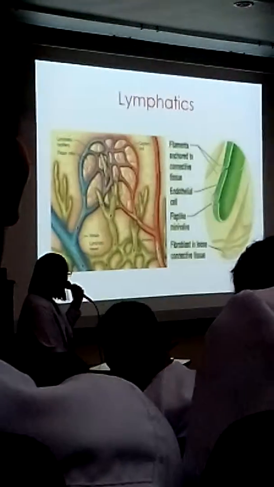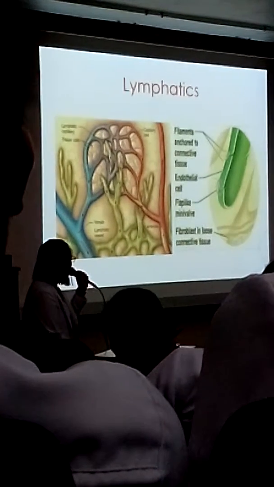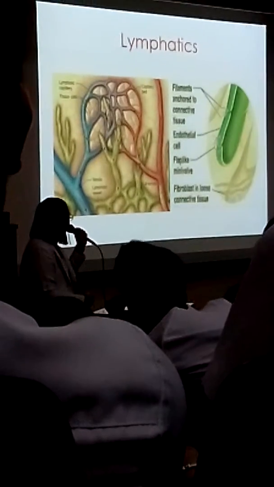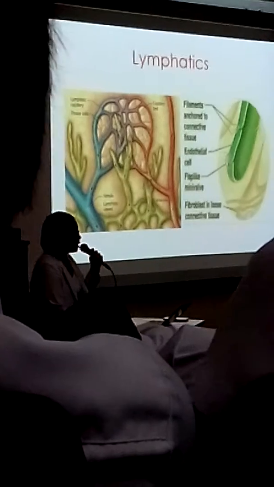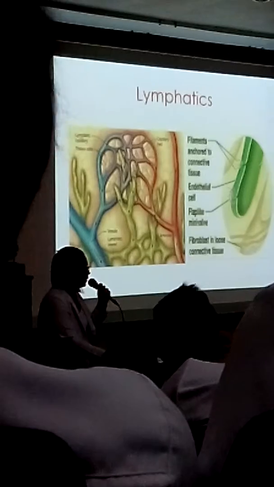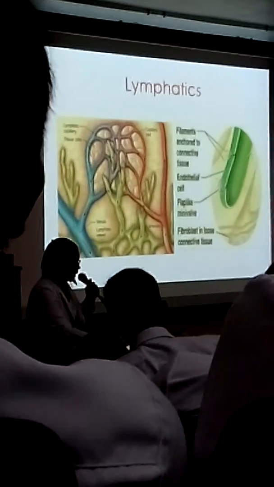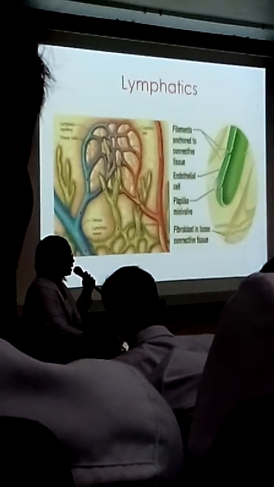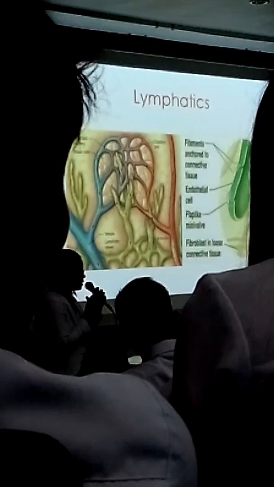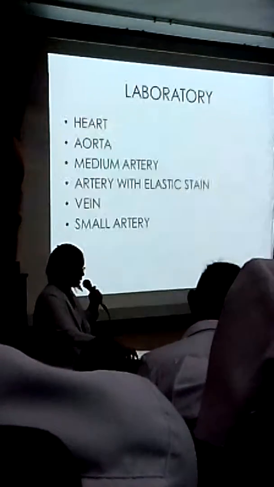So basically, your lymphatic system has many flap-like valves, and there are such things as your anchoring filaments. What is the function of which? Anybody? So it helps maintain the patency of the lymphatic vessels because it is devoid of smooth muscle. So the filaments would somehow maintain the patency of the lymphatic vessels.